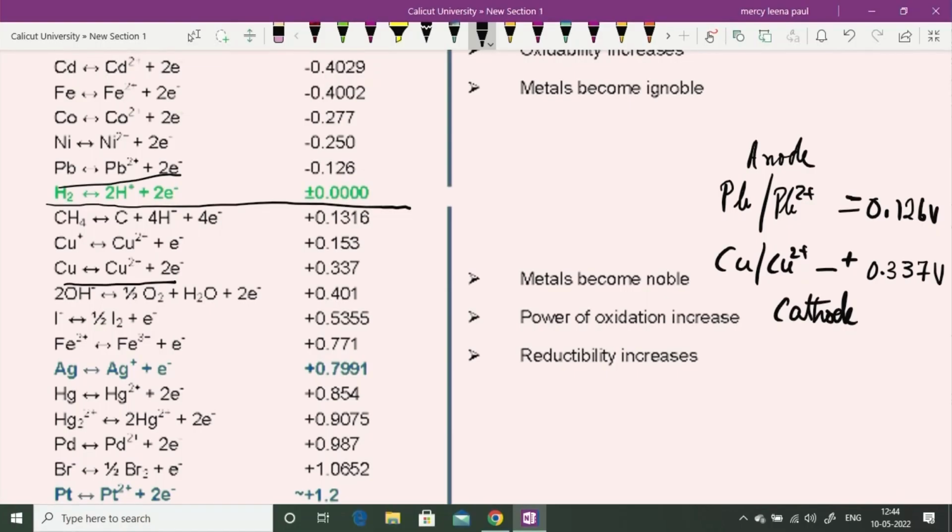Therefore, when I construct a cell taking lead and copper, lead will always prefer oxidation. So, lead will be the anode and copper will be the cathode. So, you can take any of these two like this and you can construct a cell and you can say which will be the anode and which will be the cathode, and you can give the electrode reaction as well as the cell reaction too. Okay. So, that is the second application.